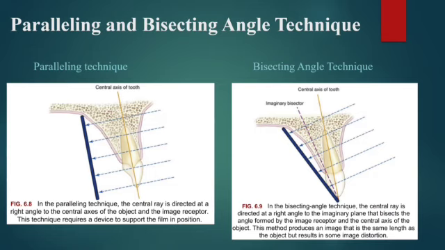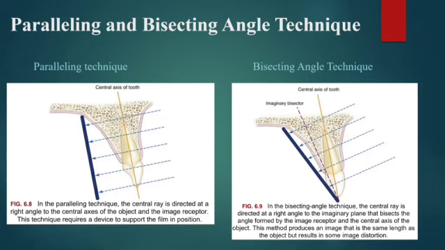To overcome these limitations, the paralleling technique also uses a relatively long open-ended aiming cylinder cone to increase the source to object distance. This cone directs only the most central and parallel rays of the beam to the image receptor and the teeth, and reduces image magnification while increasing image sharpness.